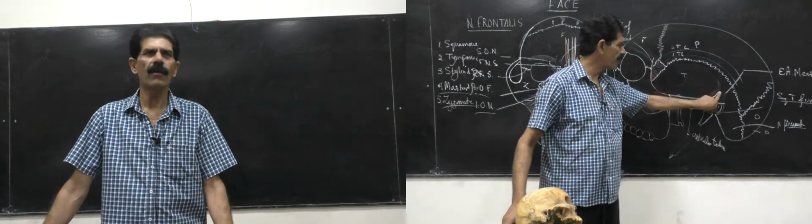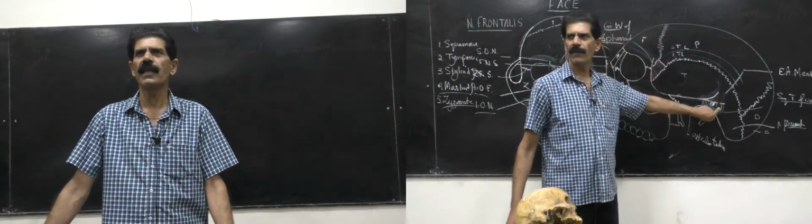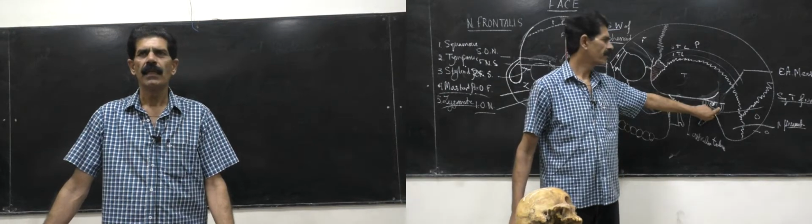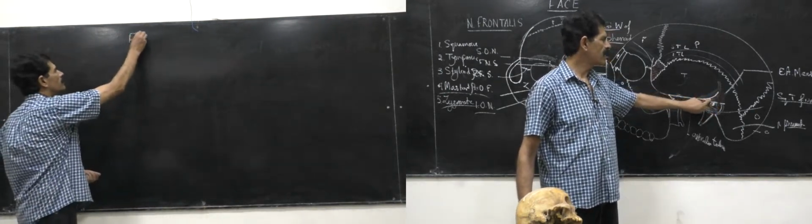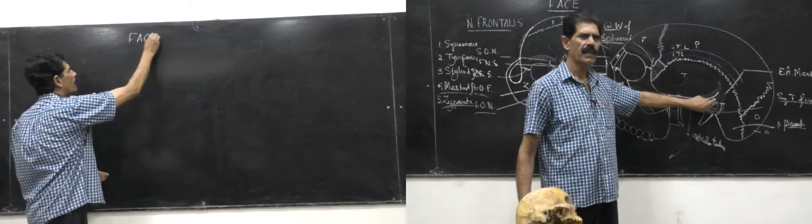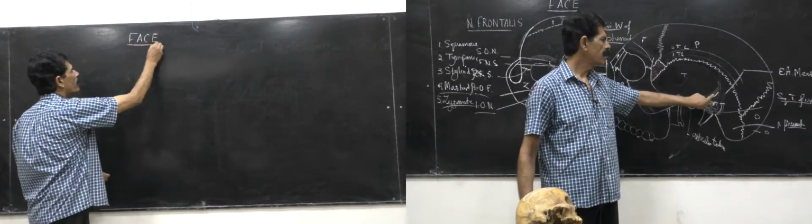Finishing this step. Now we are switching on to the next part of the section, that is the face. This is the triangular area, just about the external auditory meatus and the diagrammatic process.